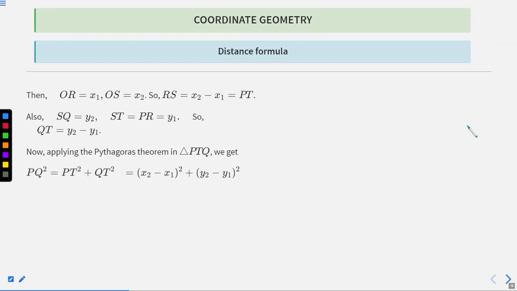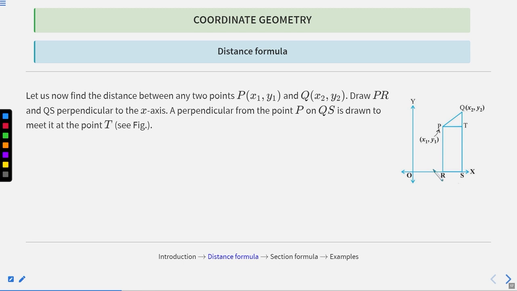And now here OR is equal to x1 units, and here RS is equal to x2 minus x1 units. Okay, and so here PT is equal to x2 minus x1 units, and here PR is y1 units and QS is y2 units. So QT is equal to y2 minus y1 units.